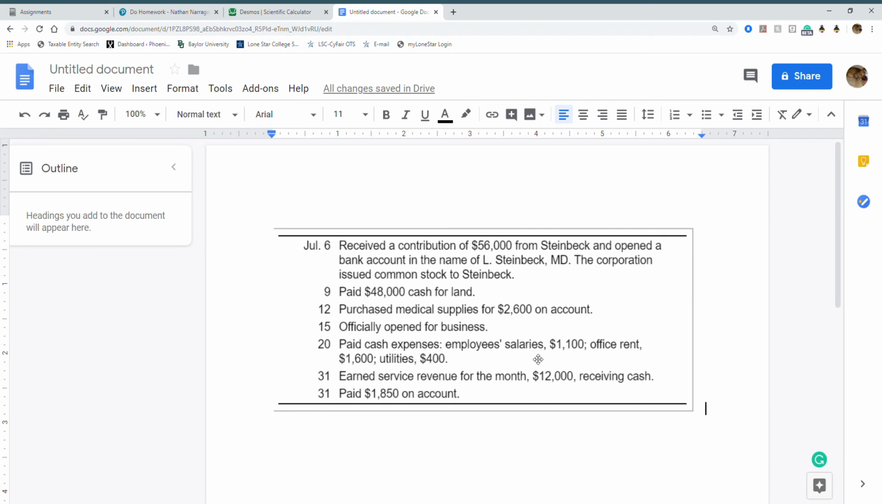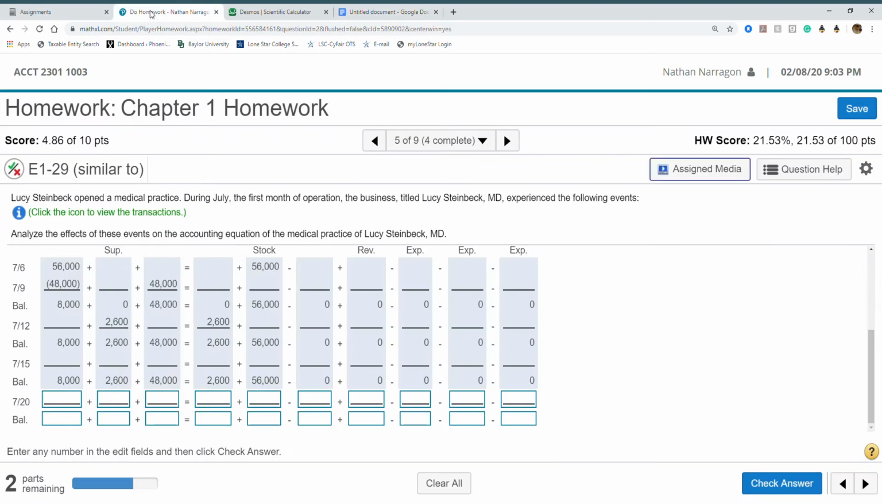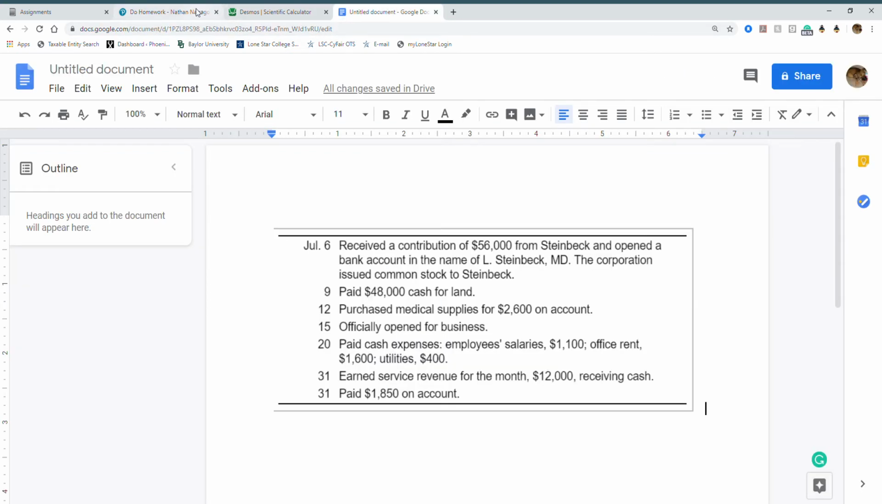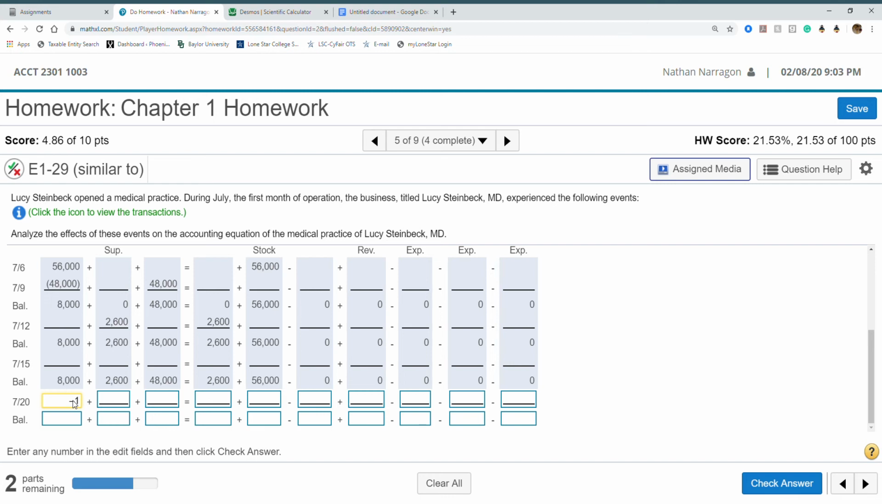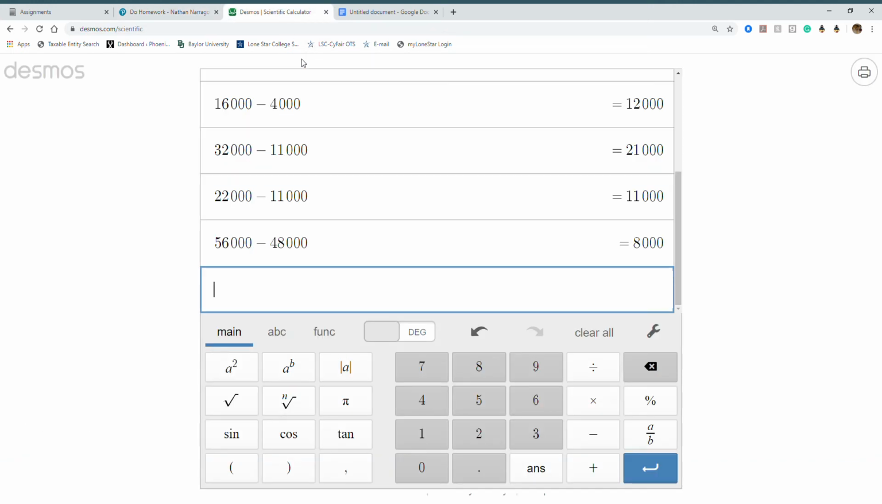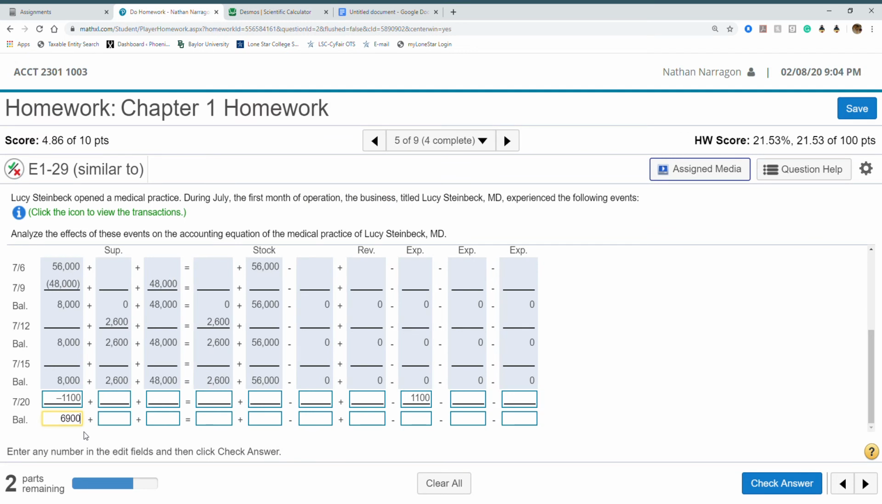So the first one, we're going to pay the employee's salary, and we pay it by cash. So again, if cash is being paid, it will go down. So that was, for me, 1,100. So that means my expense, their salary expense, it's going to be 1,100. So again, gotta take 8,000. We're at 6,900 in our cash. Not too bad. And bring down our totals. Now we got 1,100 there. And check.